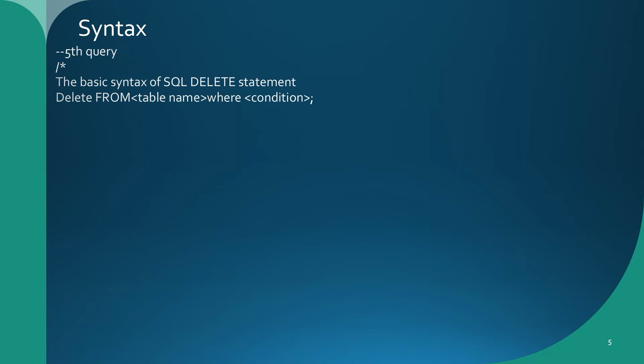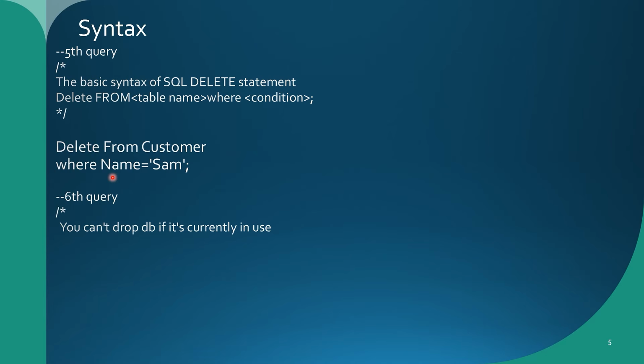And this is a very basic syntax of the SQL delete statement. So delete from table name where condition. Here, what I have done is I want to delete from the customer table, from the name column, a particular record of Sam. So delete from customer where name equals Sam. In this way, the Sam record will be deleted permanently from the customer table.